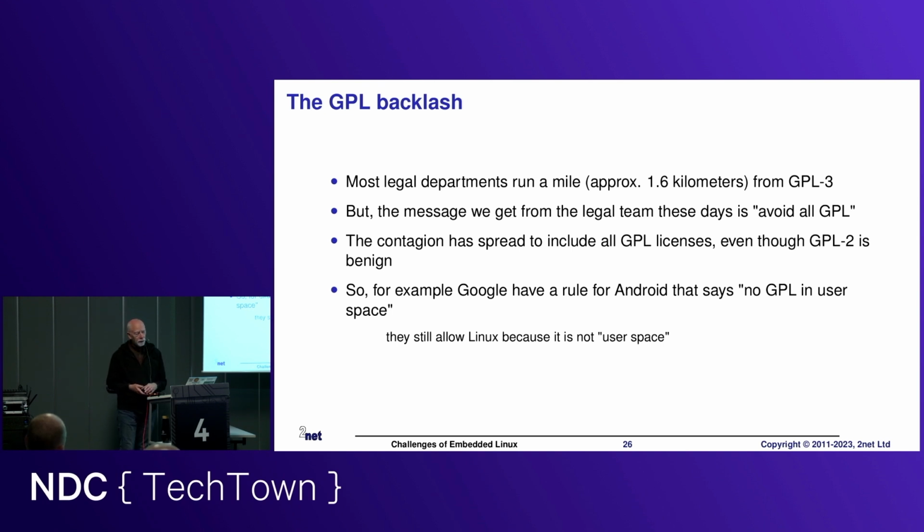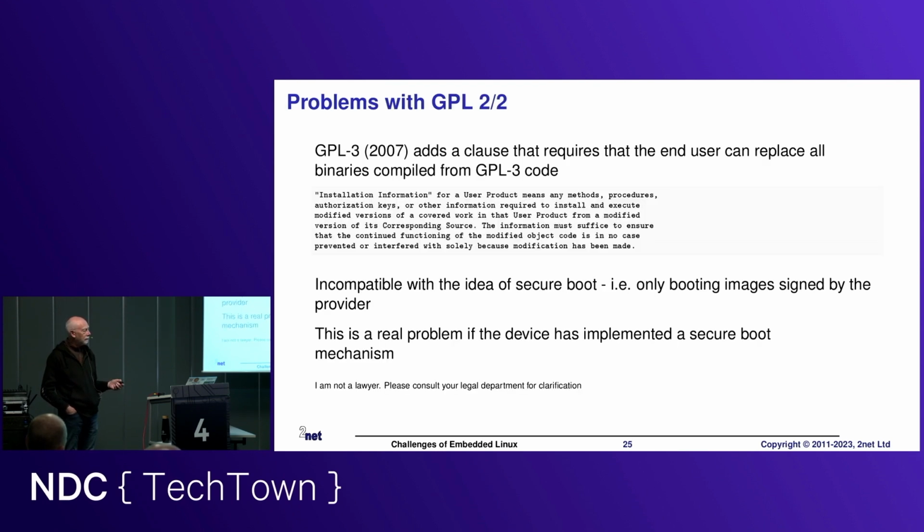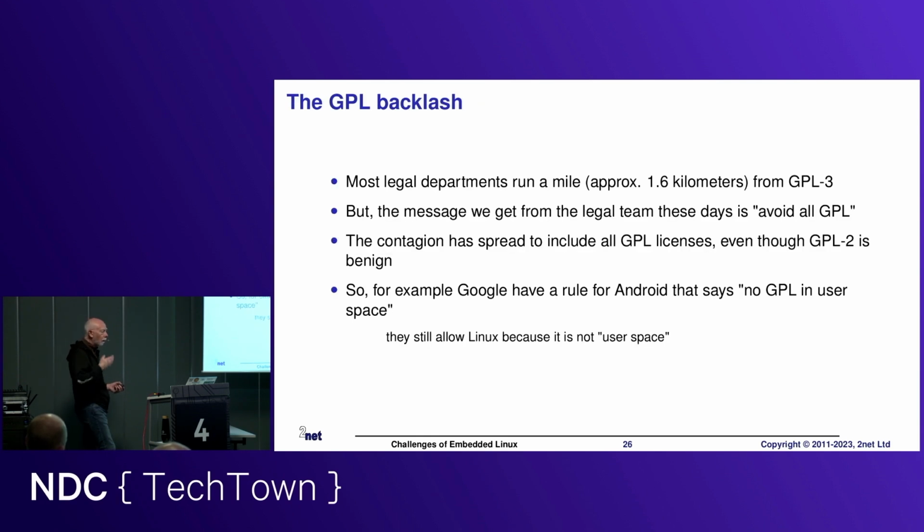And so this has caused what I call a GPL backlash, which has been gathering pace over the last, I don't know, 6 or 8 years. First, most legal departments will run a mile, 1.6 kilometers, from GPL. Legal departments do not like GPL version 3, and there are reasons for that. But the message now is that all GPL is bad, which is not true, in my opinion.